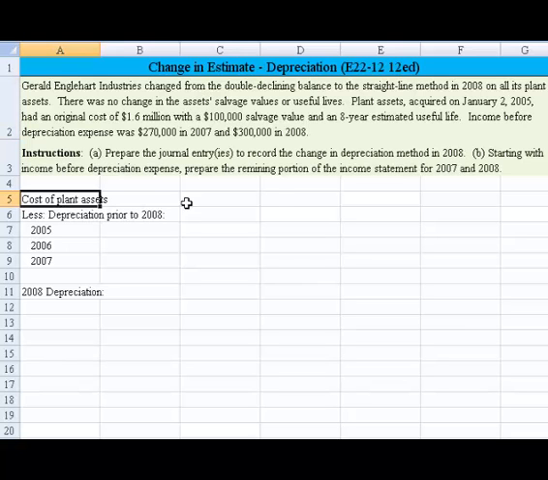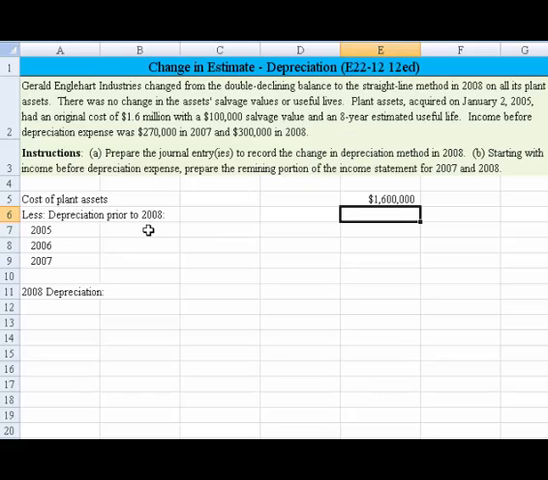Okay, so the cost of the plant assets given in the problem was $1,600,000. Depreciation prior to 2008 was calculated using double declining balance. So how long of a life are we talking about? An 8-year life. So 1/8 is 12.5%, so 2/8 is 25%.